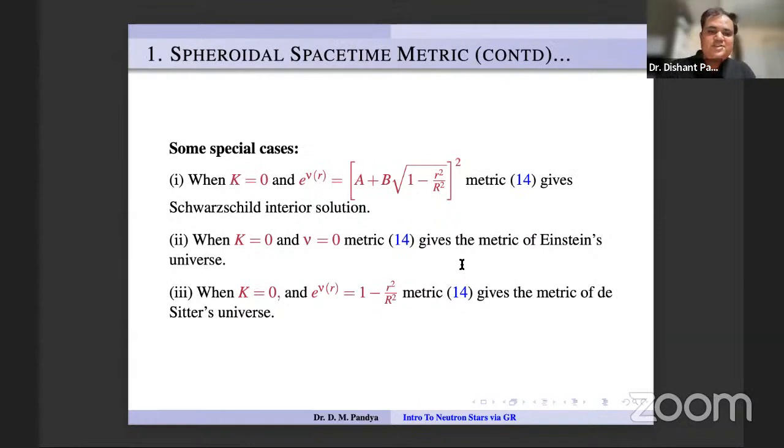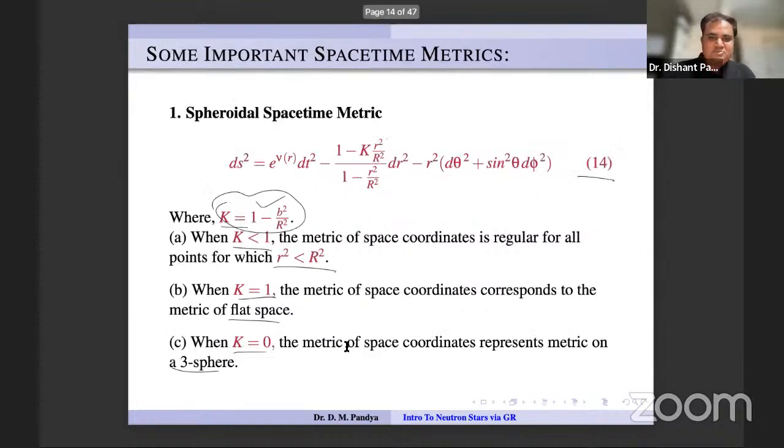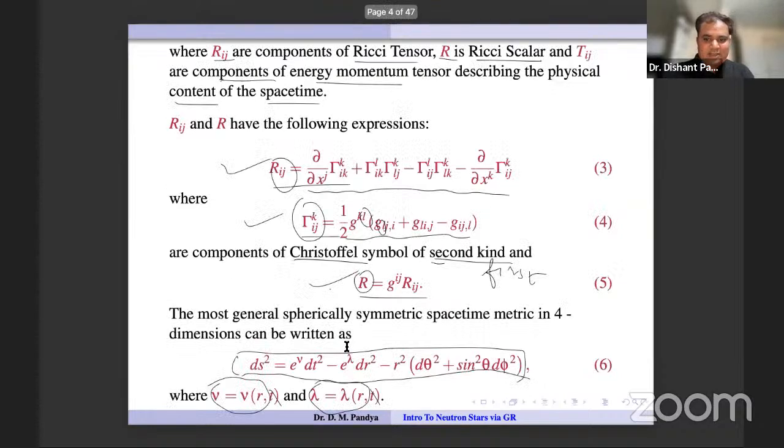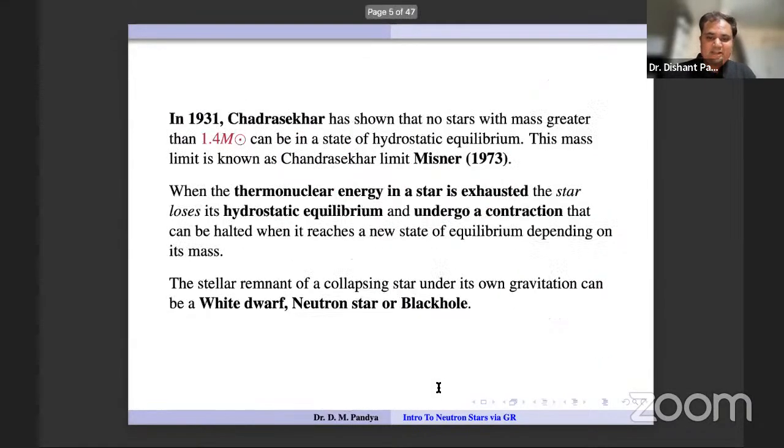Now some of the special cases: when you have k equal to 0, but along with that, if you consider e to the power nu r. Now see, I'm just making you connected how such metrics are involved. I'm coming towards the previous expression, this one. You can observe here equation number 6, where e to the power nu or e to the power lambda, if you consider this e to the power nu expression, then you will have different metrics.